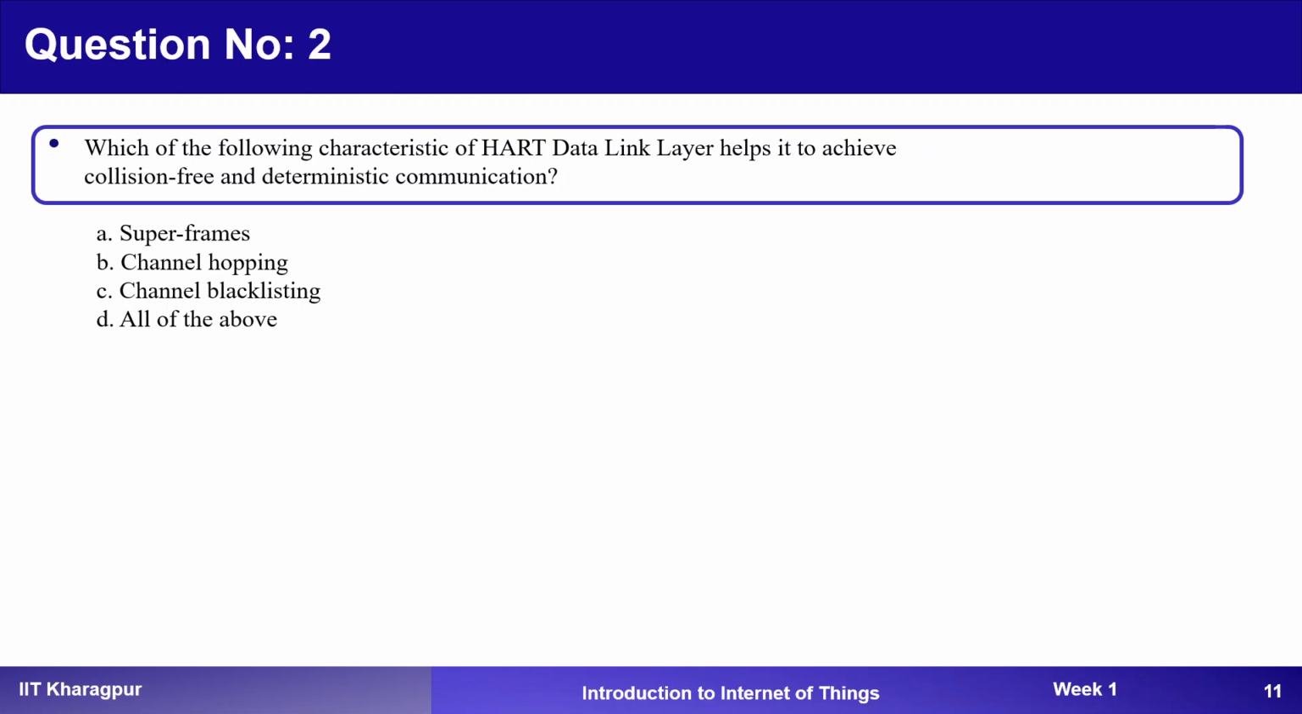Now the next question is, which of the following characteristics of the HART data link layer helps it to achieve collision free and deterministic communication? First one is super frame, second one is channel hopping, third one is channel blacklisting, and fourth one is all of the above. Can anyone tell me what is super frame?